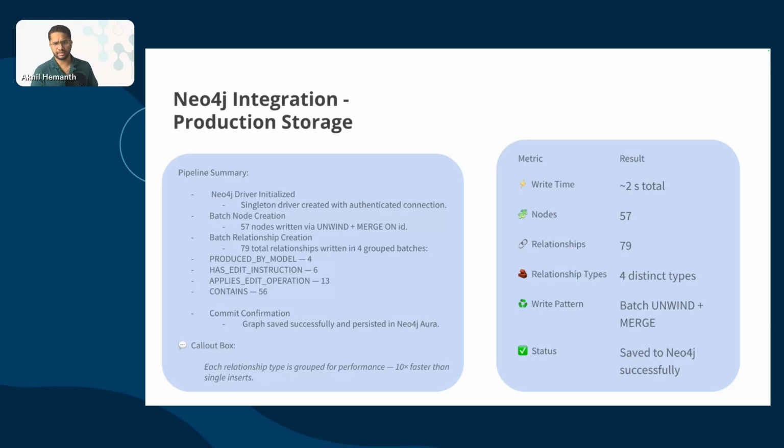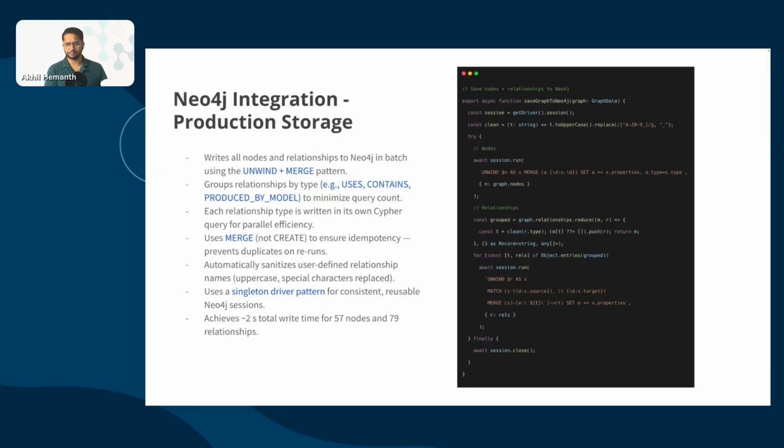Just in this particular example, the write time was about 2 seconds total. About 57 nodes were put in, 79 relationships, and 4 distinct relationship types. The write pattern was, like I mentioned, batch unwind plus merge, and it was successfully stored to Neo4j. Each relationship type is also grouped for performance, so that makes it faster in this whole process.